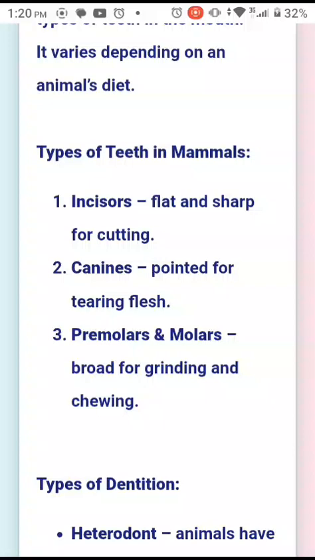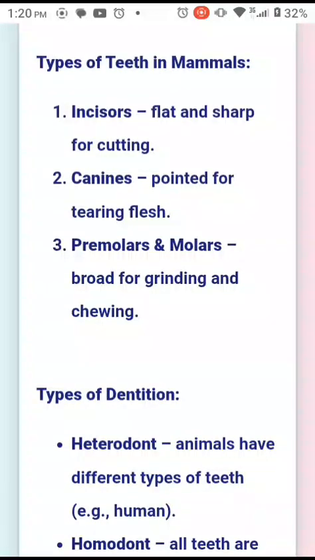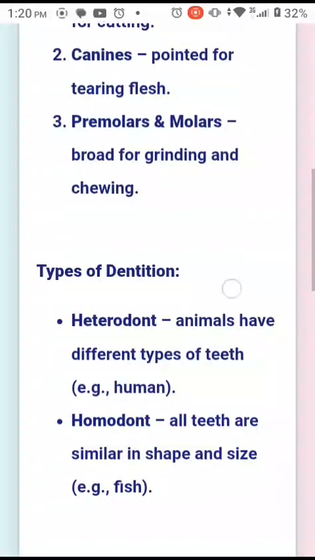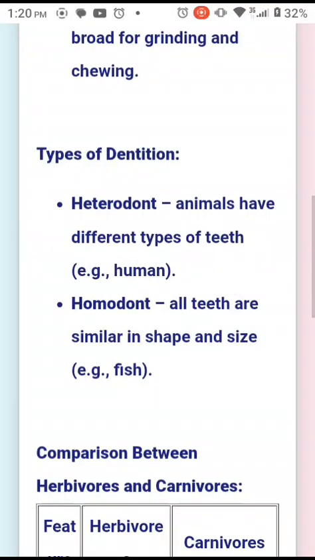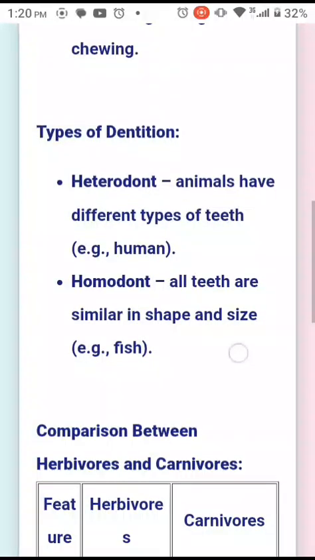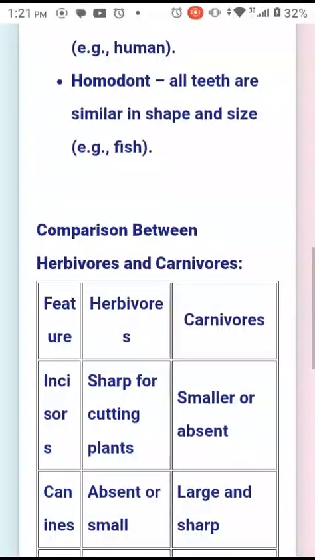Incisors, flat and sharp for cutting. Canines, pointed for tearing flesh. Premolars and molars, broad for grinding and chewing. Types of dentition. Heterodont animals have different types of teeth, e.g., human. Homodont, all teeth are similar in shape and size, e.g., fish.